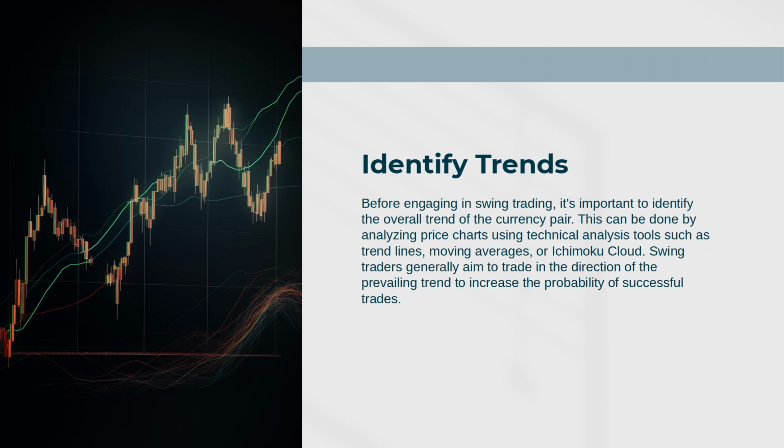Identify trends. Before engaging in swing trading, it's important to identify the overall trend of the currency pair. This can be done by analyzing price charts using technical analysis tools, such as trend lines, moving averages, or Ichimoku cloud. Swing traders generally aim to trade in the direction of the prevailing trend to increase the probability of successful trades.